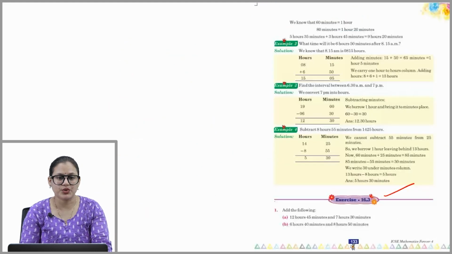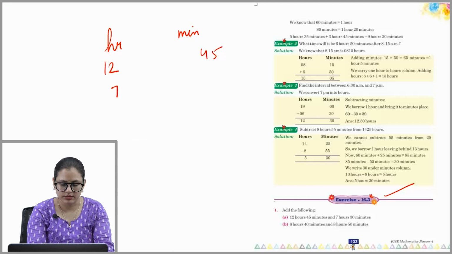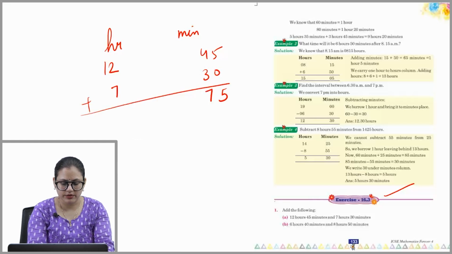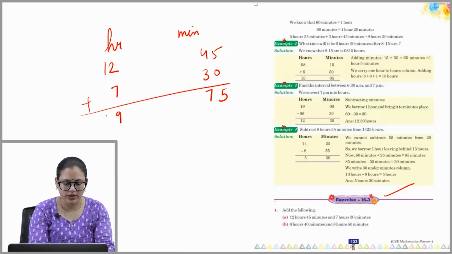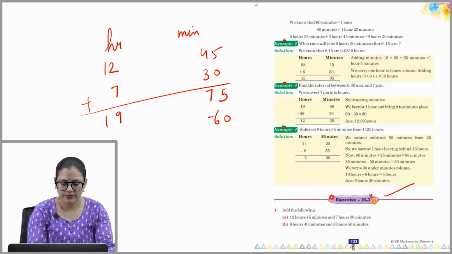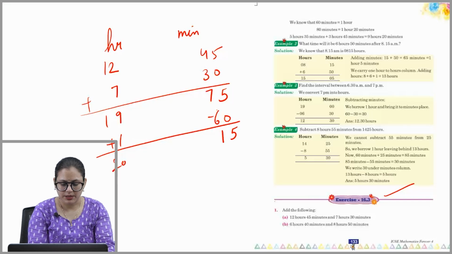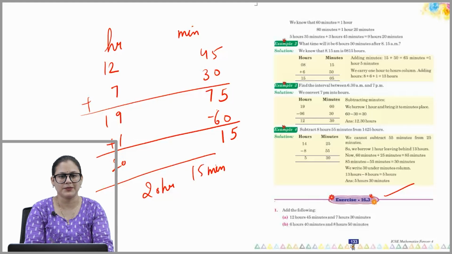Exercise 16.3. Add the following. First, make two columns, one for hours and one for minutes. 12 hours 45 minutes, and 7 hours 30 minutes. Let's add. 5 plus 0 is 5. 4 plus 3 is 7, 7 plus 2 is 9, plus 1. Okay, 75 minutes is more than 60 minutes. So subtract 60, leaving 15 minutes, and add 1 hour to 19, making 20. That means 20 hours and 15 minutes is the answer, right?